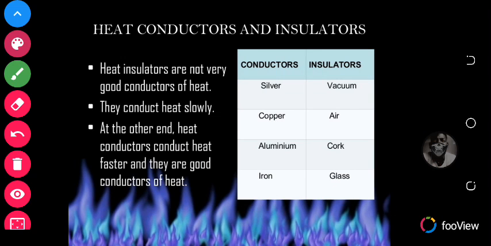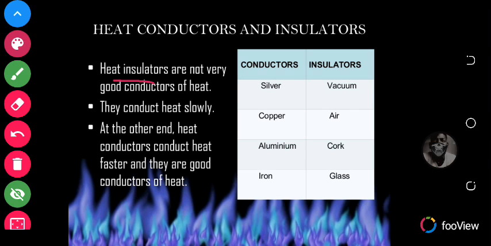Heat conductors and insulators. There are materials that are very good conductors and others that are very poor conductors. When we say something is a conductor, it simply means that it allows heat and electricity to pass through. So heat insulators are not very good conductors of heat. They conduct heat slowly. Materials that are not good conductors of heat are called insulators.